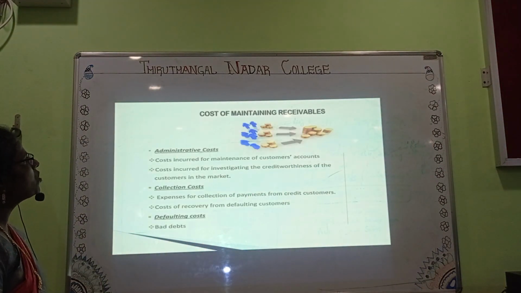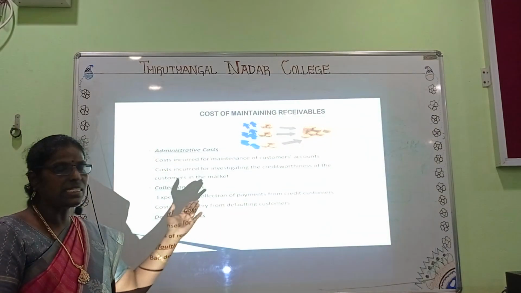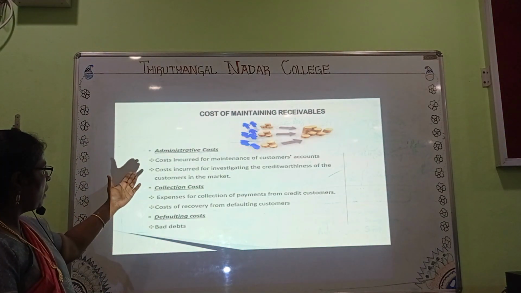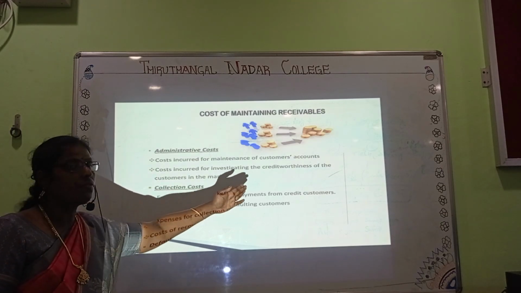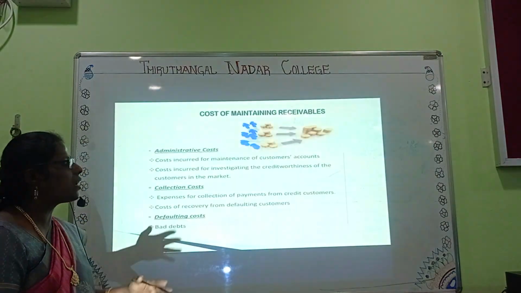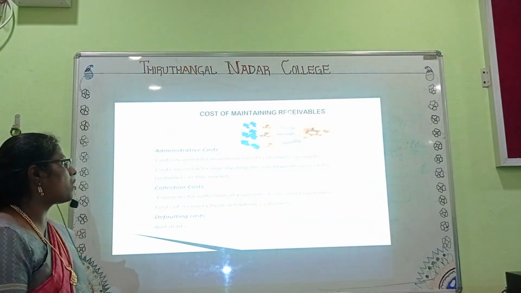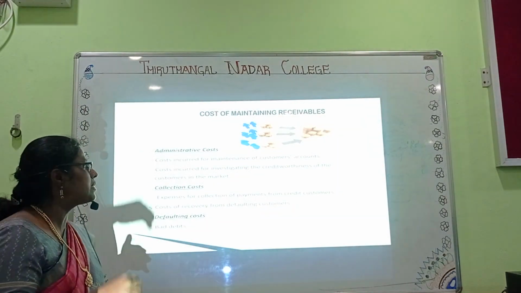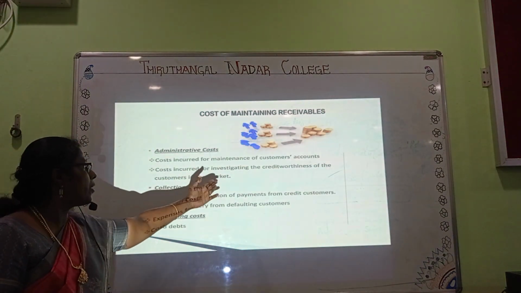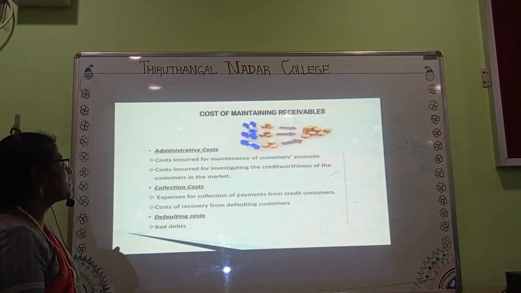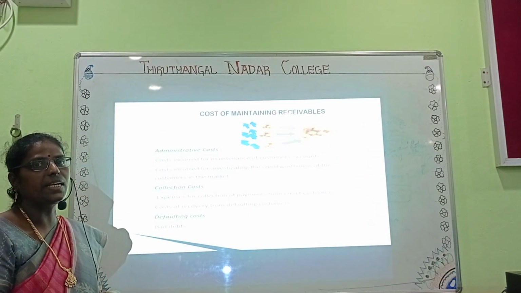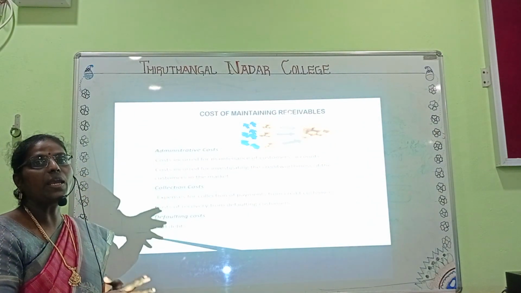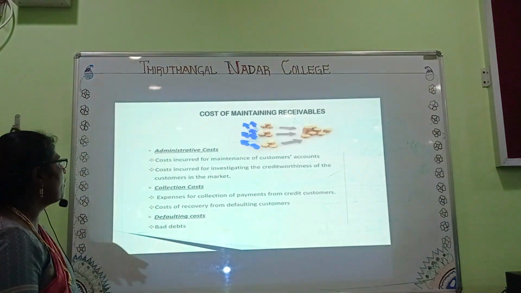Next, administrative cost is one of the costs of maintaining receivables. It is the cost incurred for maintenance of customer accounts. All business organizations have to maintain accounts, and for that they incur some cost. There is also the cost incurred for investigating the credit worthiness of the customer. What is credit worthiness? The ability to repay the loan is called credit worthiness.